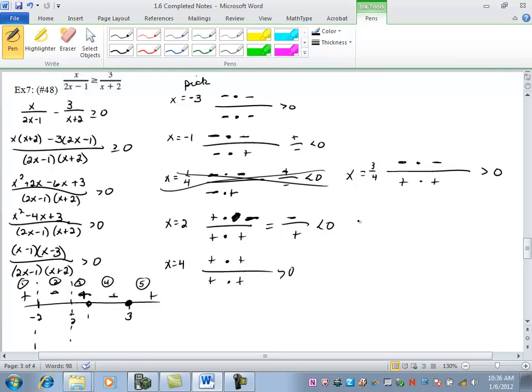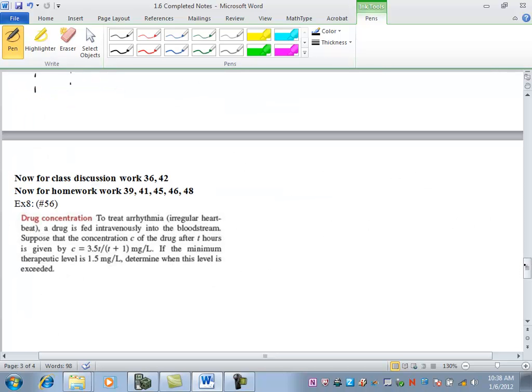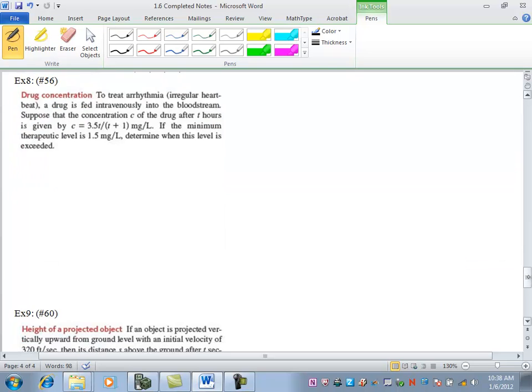Let's see where this thing is greater than or equal to 0. This is going to be from negative infinity to negative 2, union 1/2 to 1. We get to include 1 since the rational is equal to 0 at 1. And then again from 3 to infinity. Now for class discussion, please work problems 36 and 42, and then you can see the problems to work for homework.